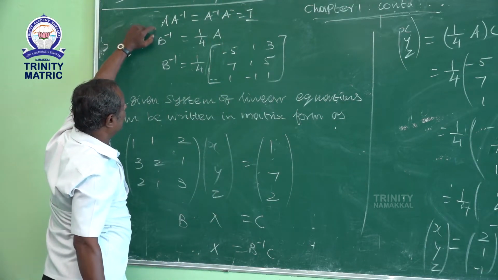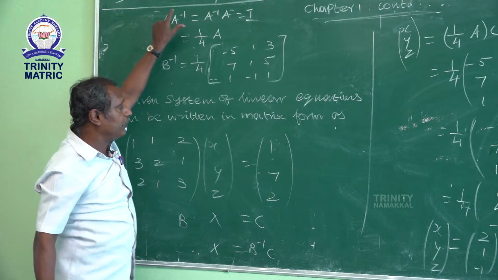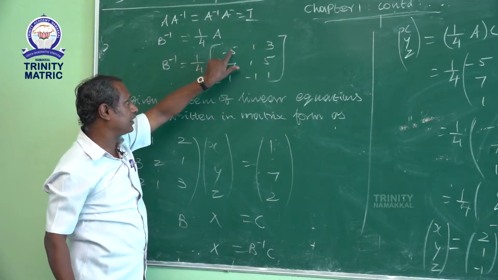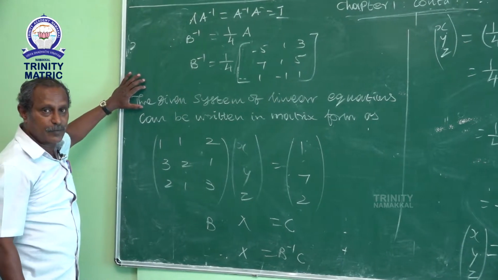So make use of this result. Comparing this with this, you will get that B inverse equals 1 by 4 A, that is 1 by 4 into the A matrix. It is given in the sum itself. We have written the A matrix, then copy the sum. Then after that, we have to find the solution to the system of equations.